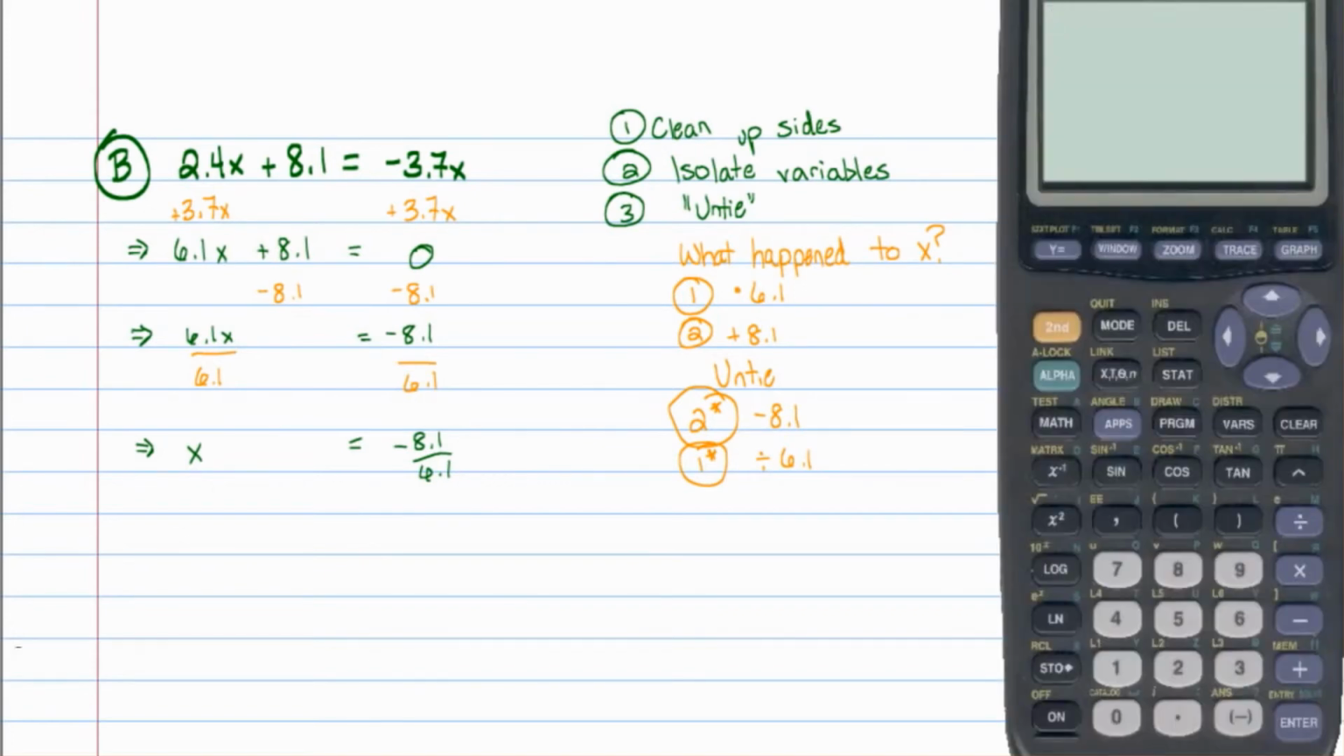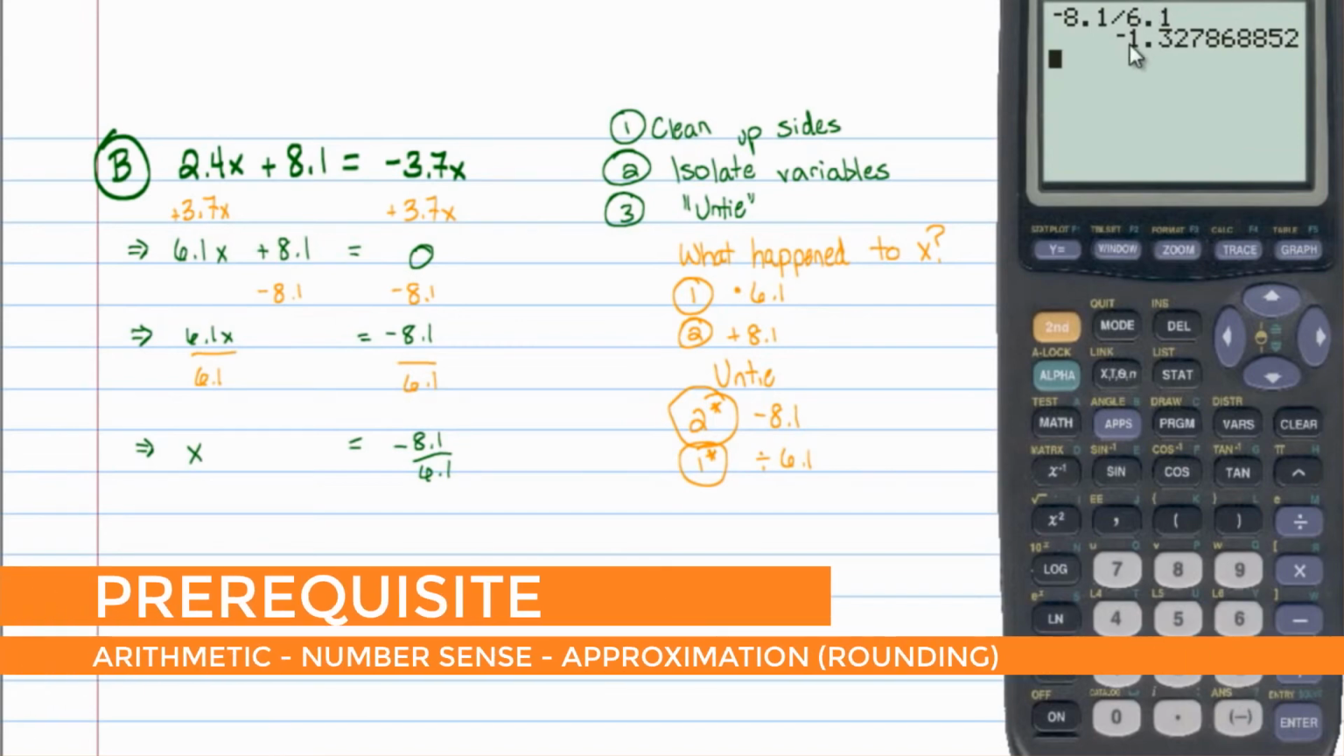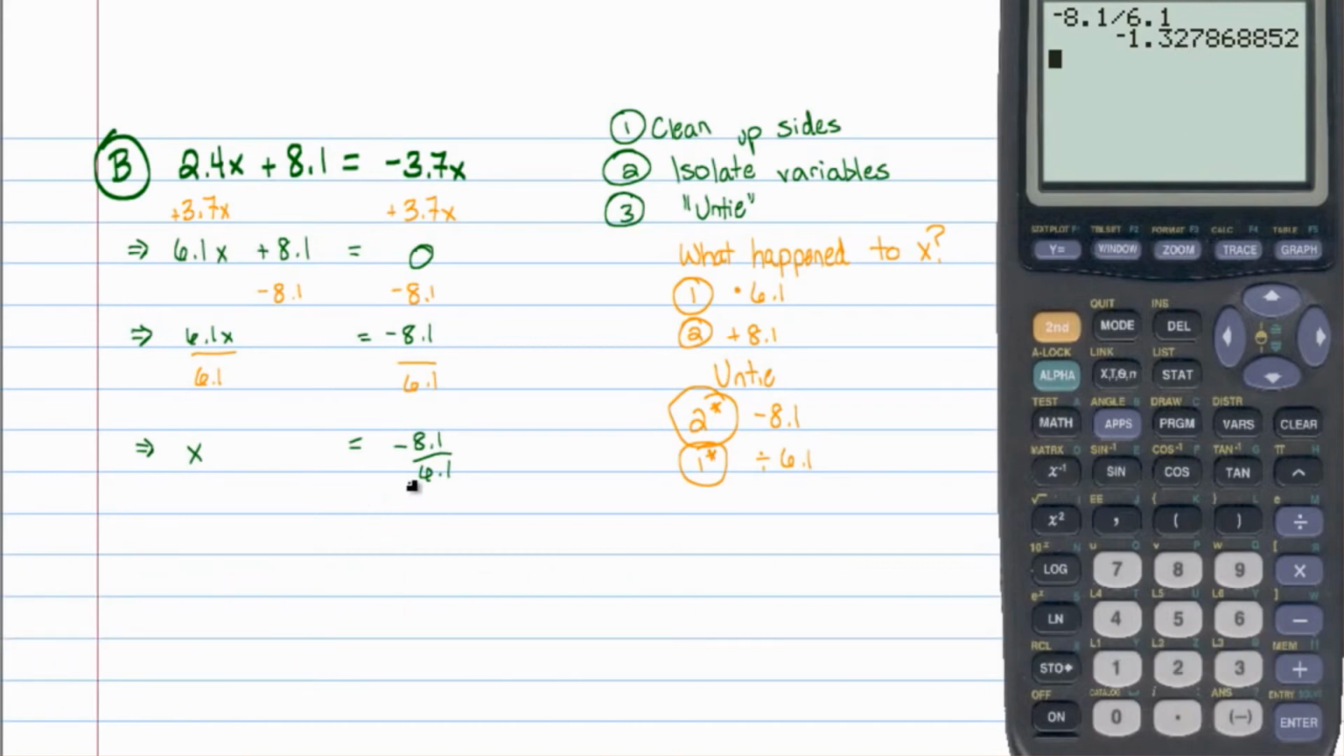Let's see. So I boot up my calculator here. It's negative 8.1 divided by 6.1. Remember, your calculator has a special negative button, so don't use a minus sign for negatives. Hit enter, and you get some decimal approximation. Let's go ahead and round this to the nearest hundredth. So we'll have a negative 1.33, right? That 7 rounds that 2 up. So negative 1.33. And a little word to the wise here.